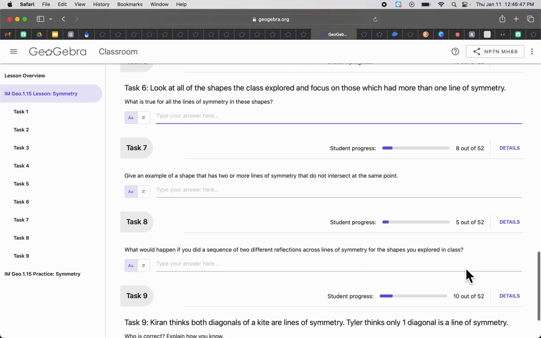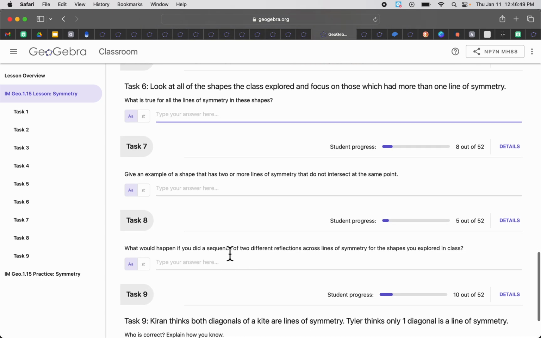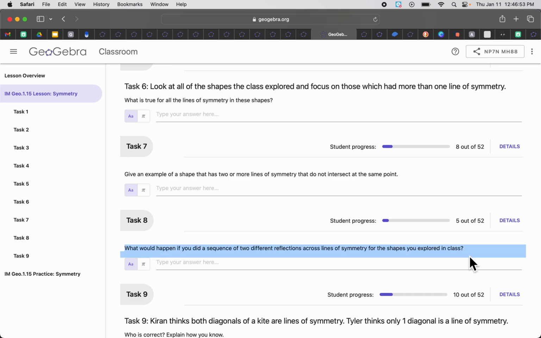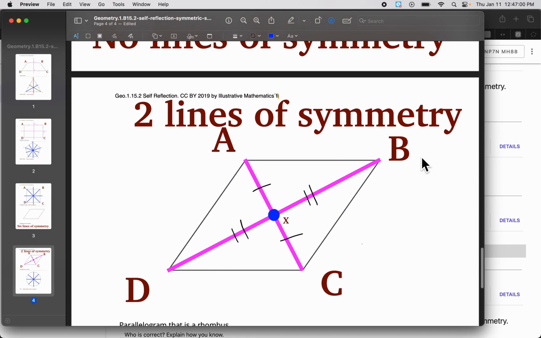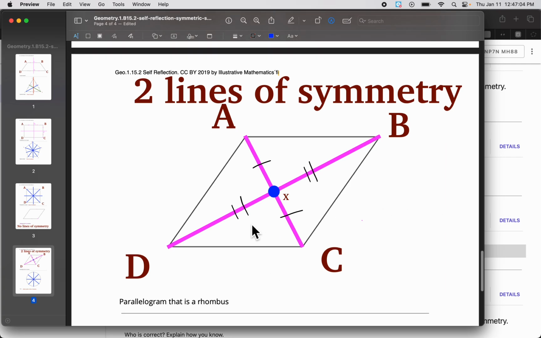Okay? All right. What would happen if you did a sequence of two different reflections across lines of symmetry for the shapes you explored in class? Okay, so let's try this one with the rhombus. If I use AC as my line of symmetry and I flip this across, well, D will land on B and then B will land on D. But it's still going to look exactly the same.